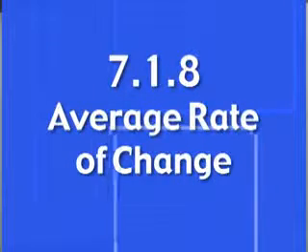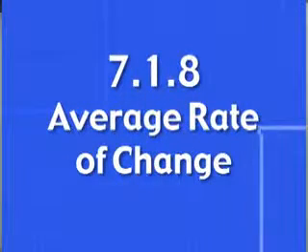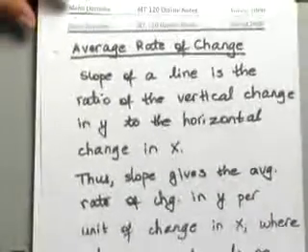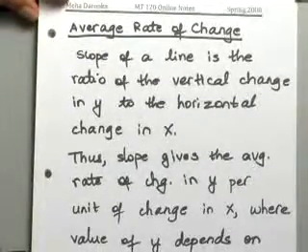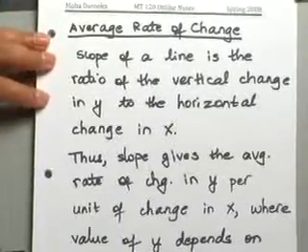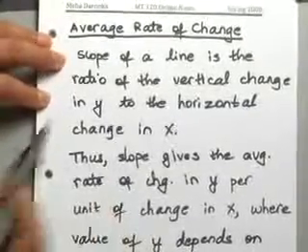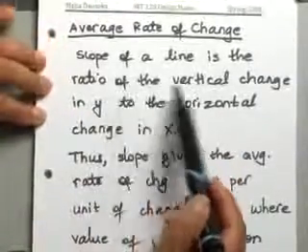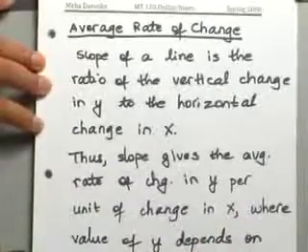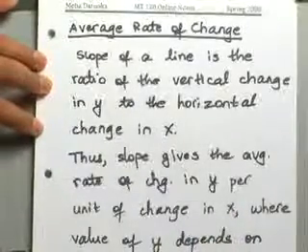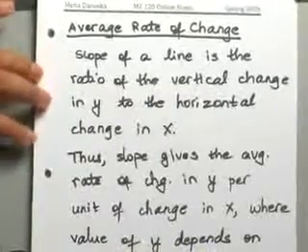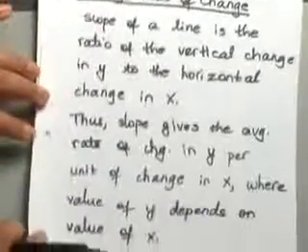The next thing that I want to talk about is the average rate of change. What we mean by average rate of change is basically this: the slope of a line is the ratio of the vertical change in y to the horizontal change in x. Now, we've already talked about this.